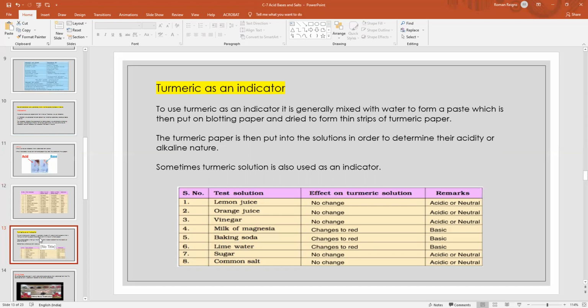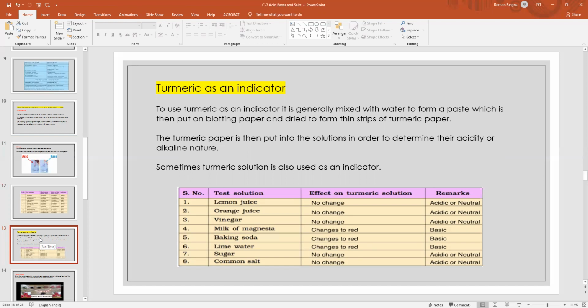Okay, one more thing is that with the help of turmeric indicator, we can't determine whether the given substance is acidic or neutral. We can only tell the presence of a base, but we can't distinguish between an acidic or neutral substance.